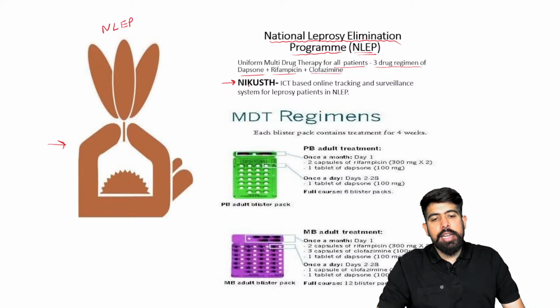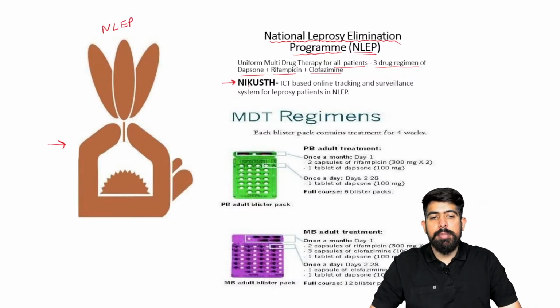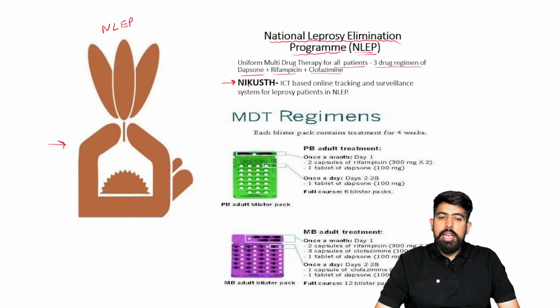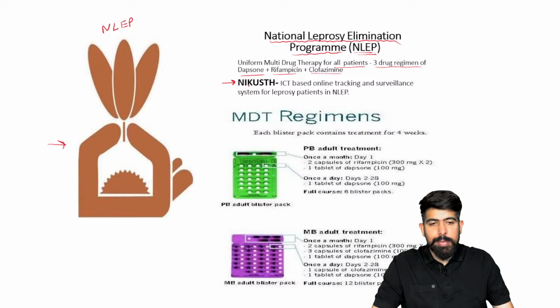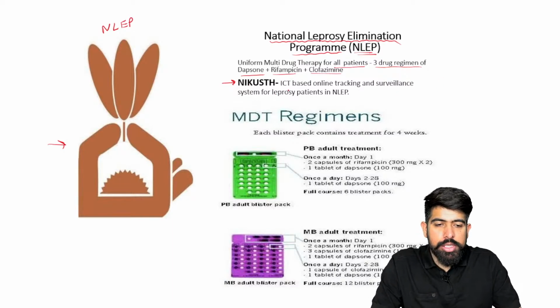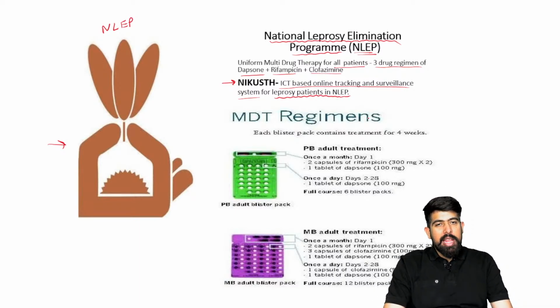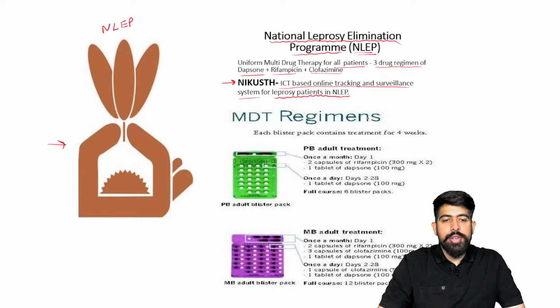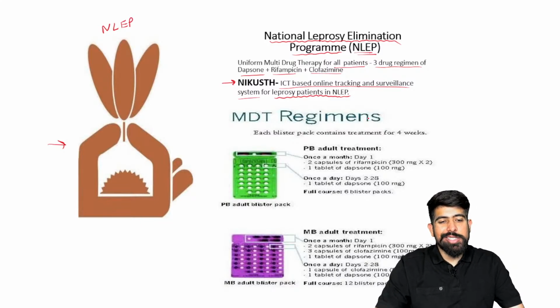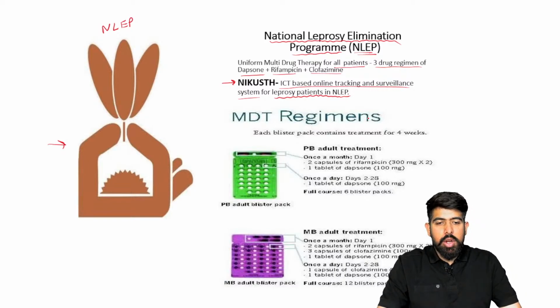So Ni is for the eradication. What is the meaning of this Nikusht? This is giving us the meaning in Hindi that there is an eradication of leprosy, right? So two Hindi names are given here. Yes, so what is this Nikusht? This Nikusht is your ICT based online tracking and surveillance system for leprosy patients in NLEP. So Nikusht comes under your National Leprosy Elimination Program only, but this is just an online tracking and surveillance system, right? Understand? So this is the online based program.